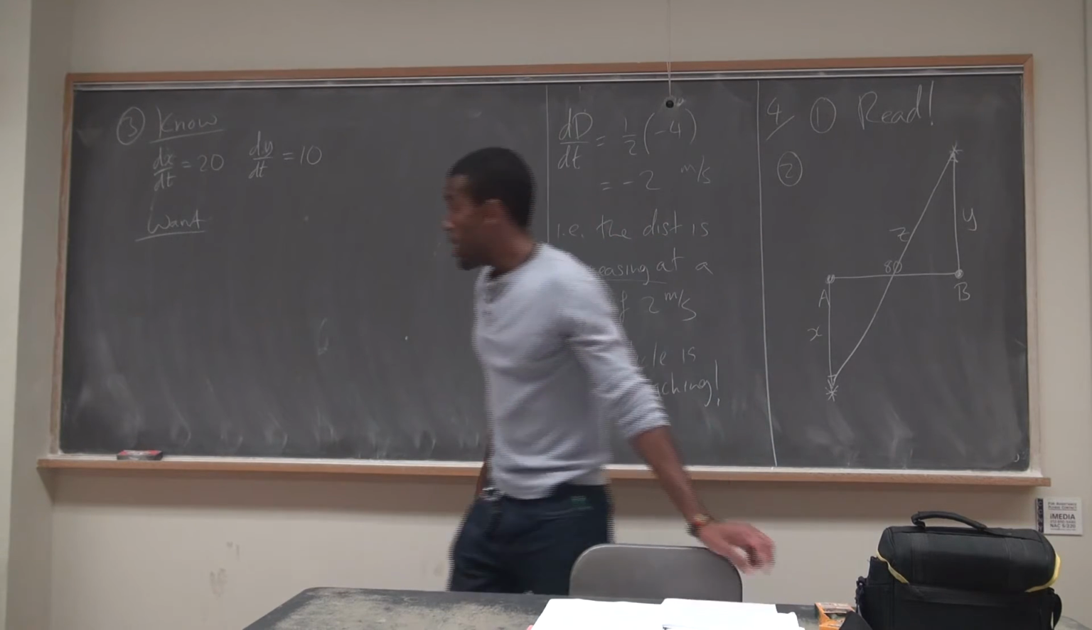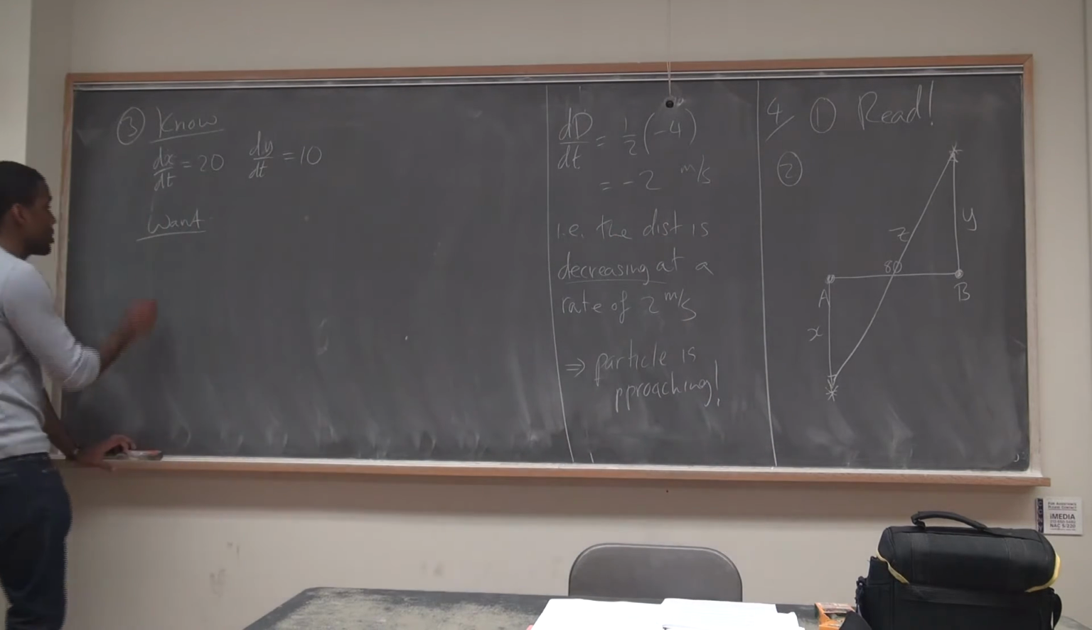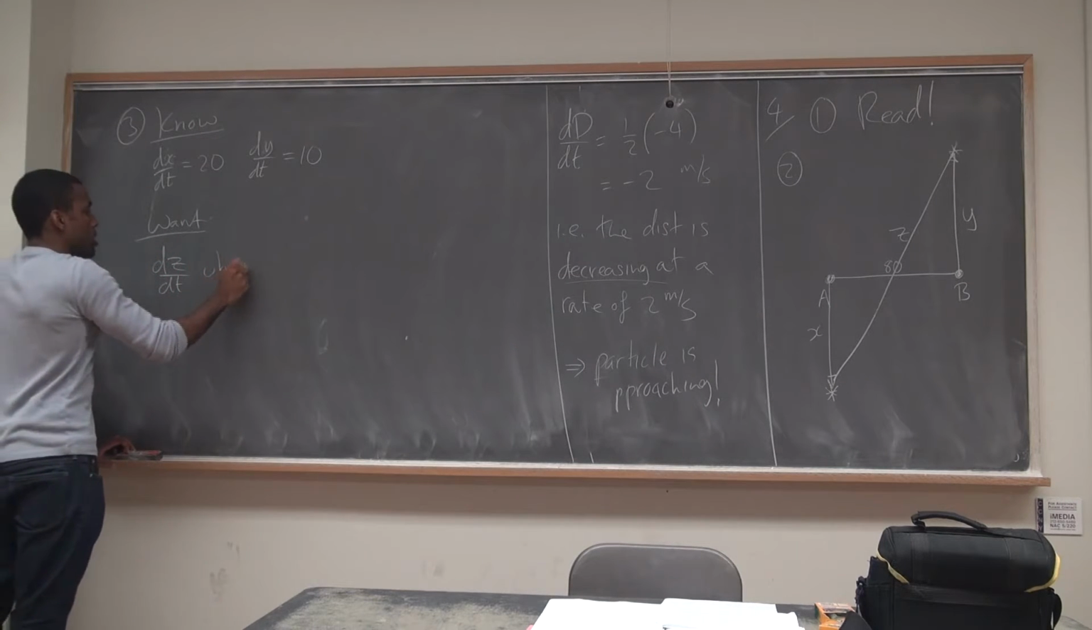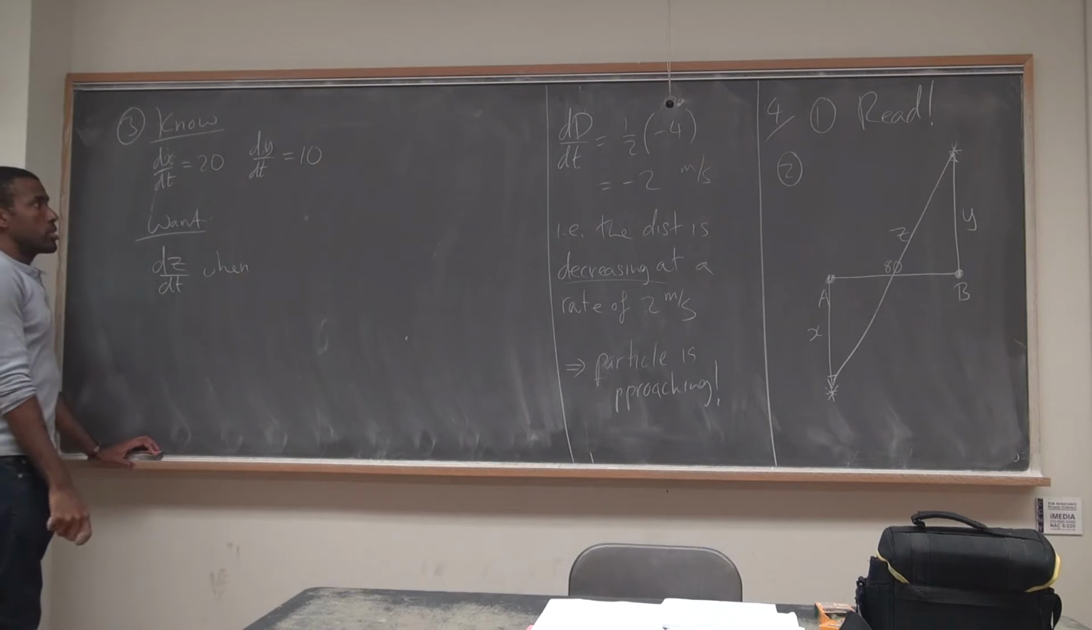And what do I want? How fast is the distance between them changing? So I want dz dt when, what happens? What's the instant that I care about here? 2 o'clock.